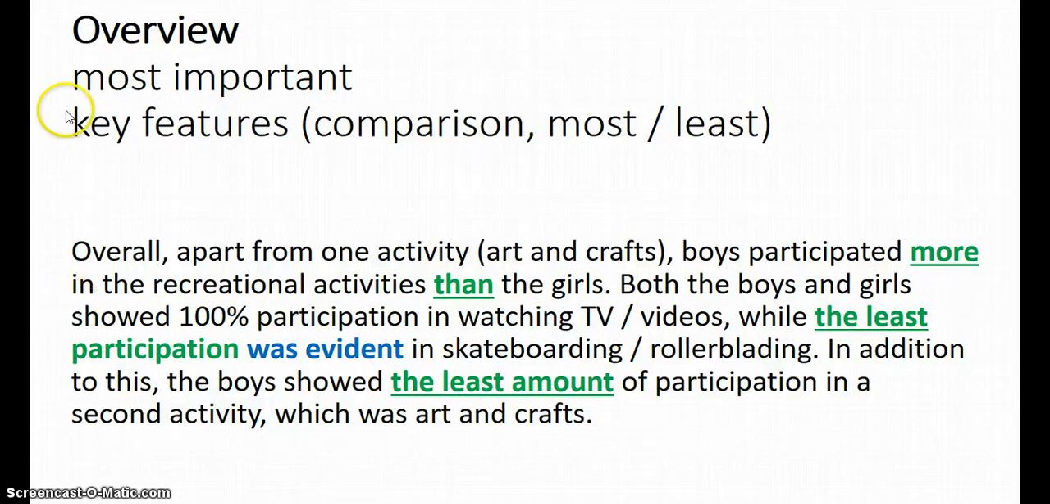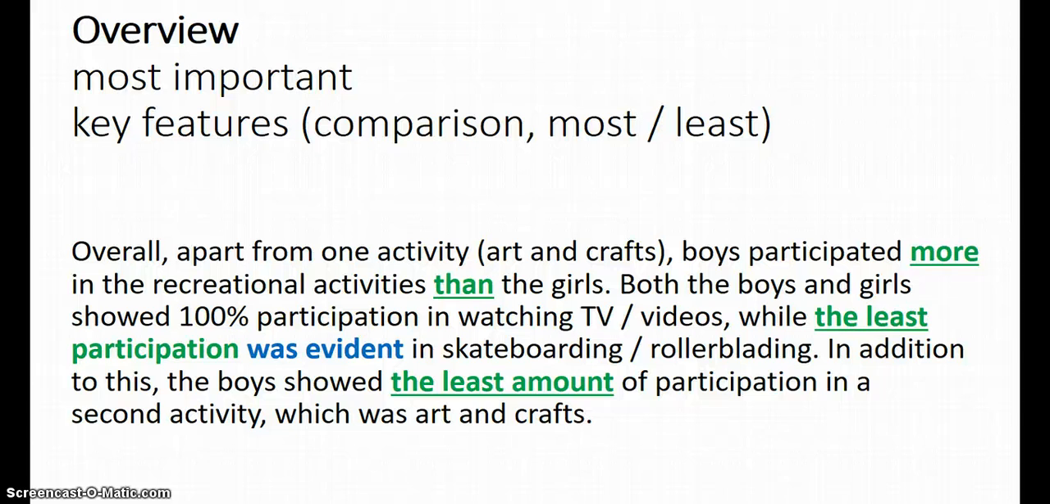So in our overview, we're going to write down the key features that we remember. Overall, and we start our overview with the word overall to show the examiner that this is what we're talking about overall. So it's a very general view that we have of the chart. We're not looking at any specific point of the chart in too much detail yet. Overall, apart from one activity, art and crafts, boys participated more in the recreational activities than the girls. As you saw, we saw more green than purple.